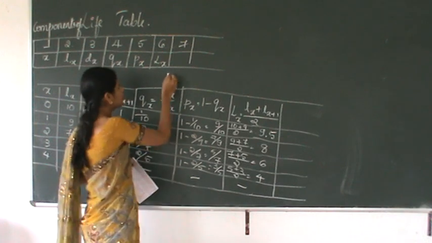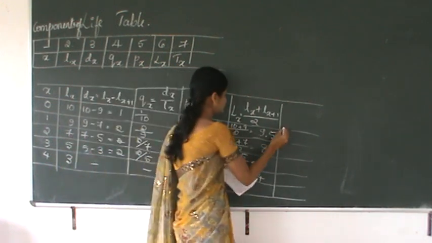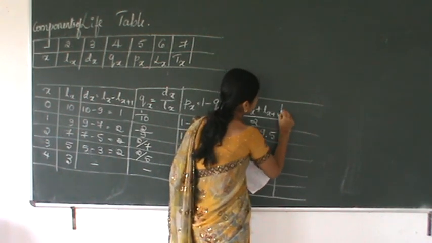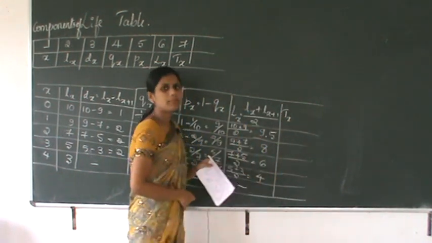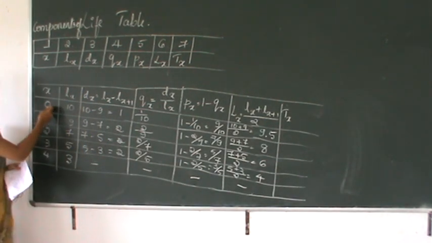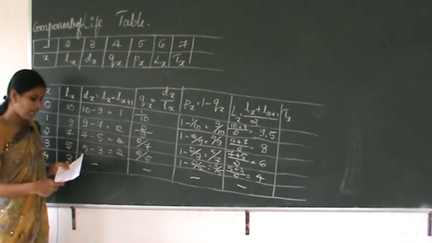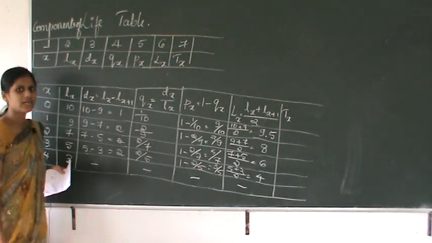Next is the seventh component of life table. The seventh component of life table is Tx. Tx is nothing but the total number of persons who are living after attaining the age x.